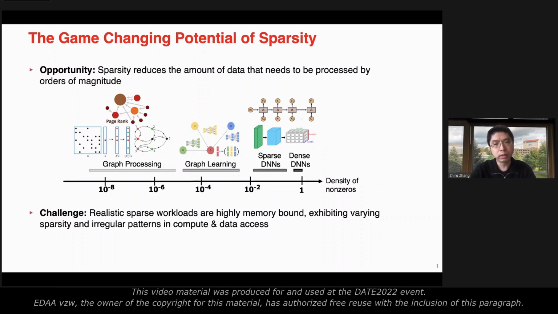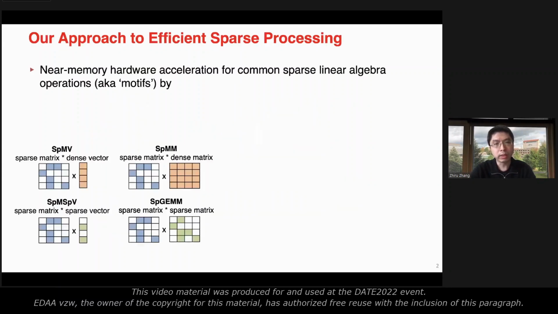But if you look at some of these workloads more closely, we do see that many of them share some common compute kernels, which can be expressed in terms of sparse linear algebra. Specifically, these kernels are often in the form of sparse matrix dense vector, often called SpMV, or SpMM, which is sparse matrix dense matrix, or SpMSpV or SpGEMM, which is sparse matrix multiplication. These are some of the common primitives.